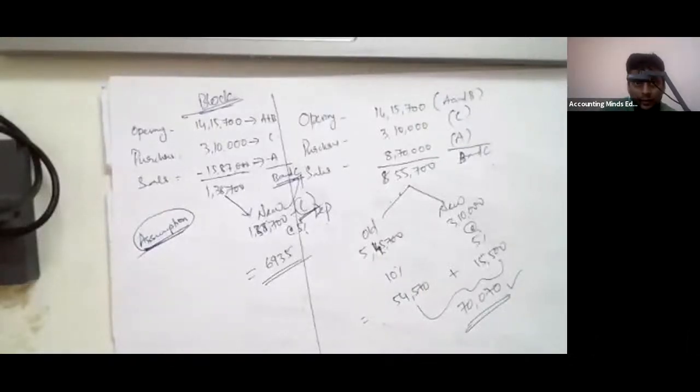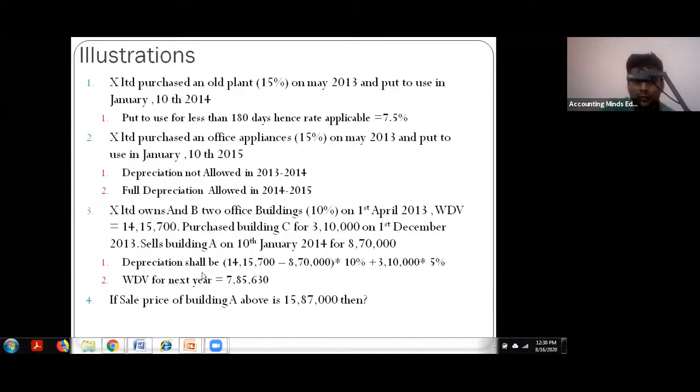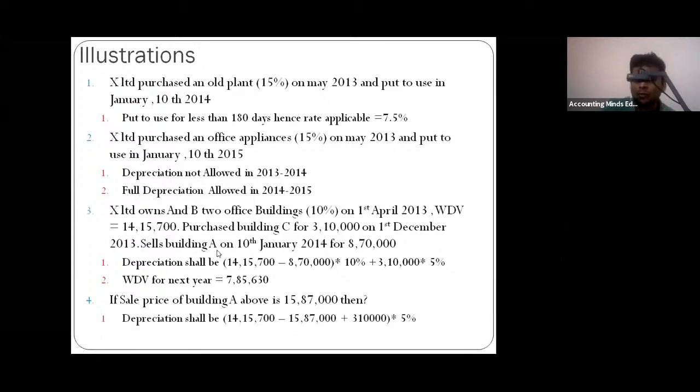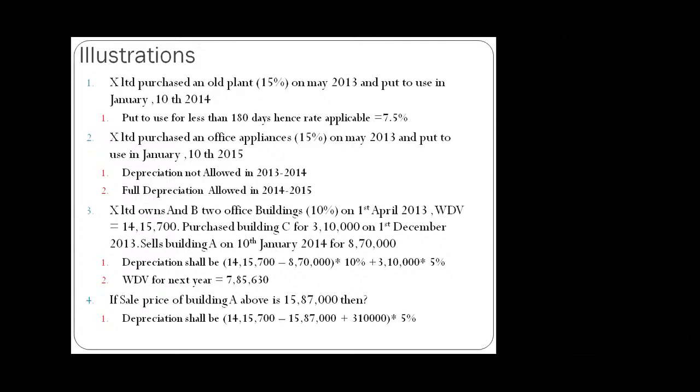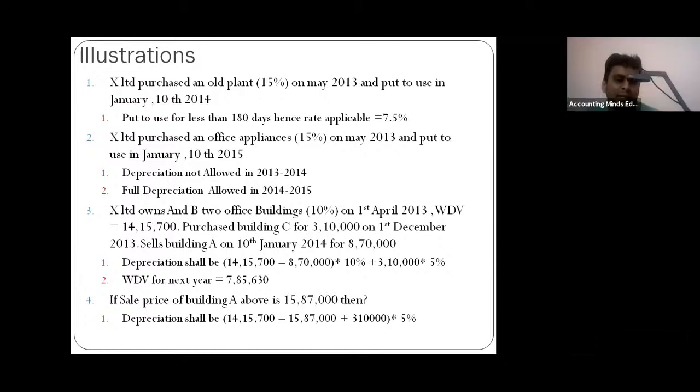Now, the question is not yet over. Very carefully, see, I'm explaining so many problems through this. Now, what is the next one? Assume I'm giving you this question, it's not there. Assume the building A is sold for 18 lakhs. Assume that the building is sold for 18 lakhs.